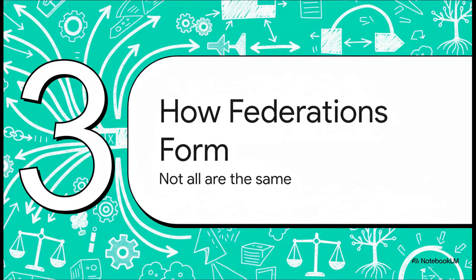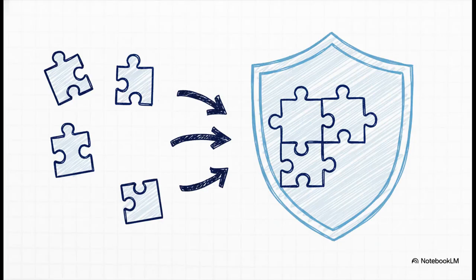So, we now understand the common features of federalism, but this leads us to another fascinating question. Even though federations share these features, the way they are actually formed can be quite different from one another, and the historical route a country takes has a big impact on how power is balanced. Let's explore the first route.